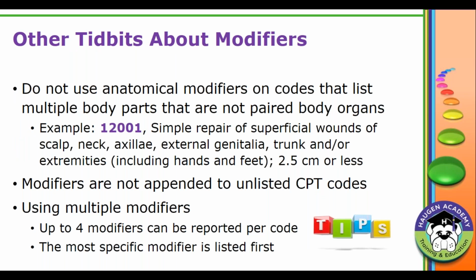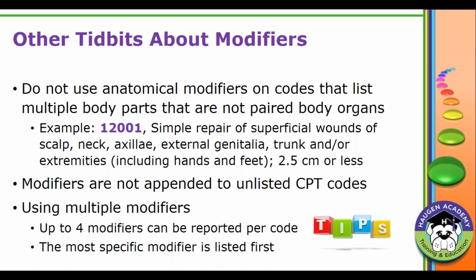Do not use anatomical modifiers on codes that list multiple body parts that are not paired body organs. The example here, code 12001, for simple repair, lists the scalp, neck, axillae, external genitalia, trunk, and extremities. Maybe it was done on the right arm, but if you put an RT modifier on there, I have no idea what you're talking about because there are so many body parts listed. Modifiers are not appended to unlisted CPT codes, so you don't have to worry about doing that.